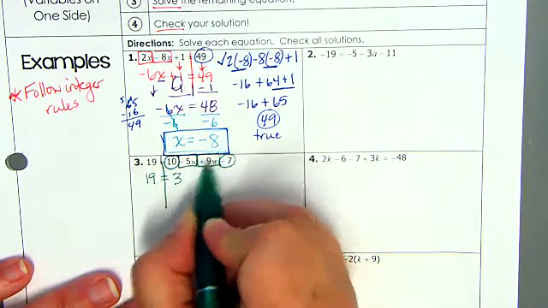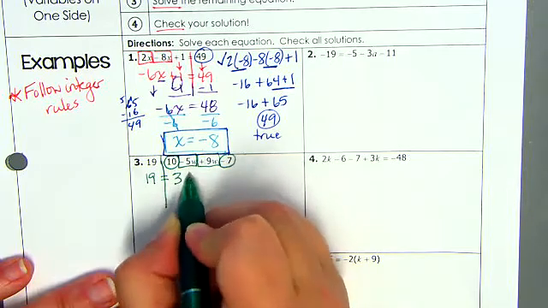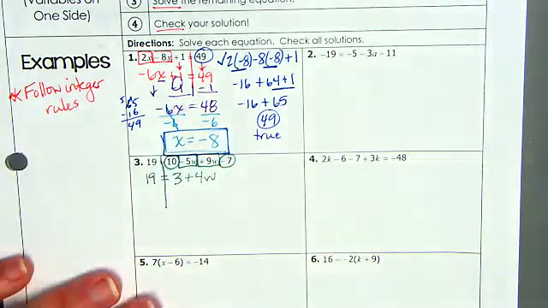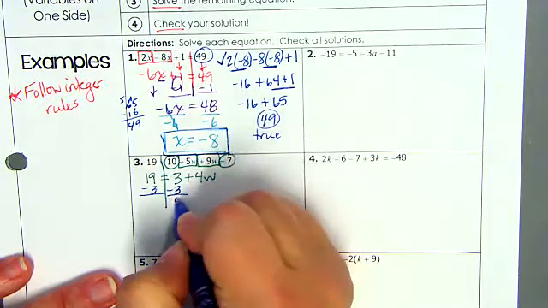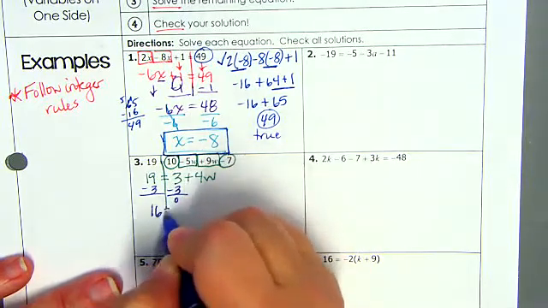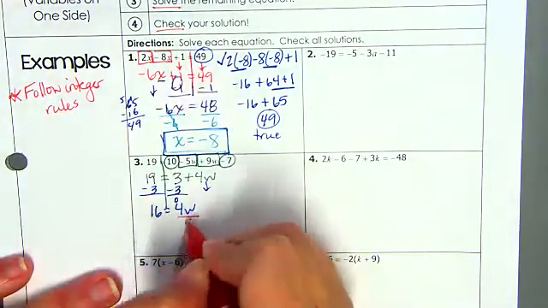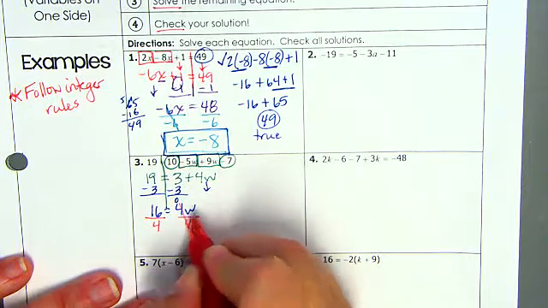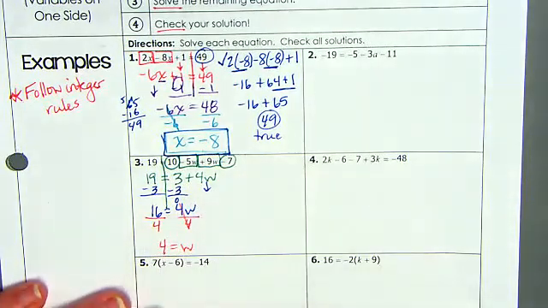Negative 5 plus 9. They're doing battle. The positives are winning, so I subtract. So I'm actually doing 9 minus 5, which gives me a positive 4W. And now we go on and we solve. So I'm going to subtract 3 from both sides because that's a positive 3 and I want this to equal 0. So I end up with 16 equals 4W. And now I divide by 4 because it's multiplying by 4. So we have to do the inverse operation. So I end up with 4 equals W.